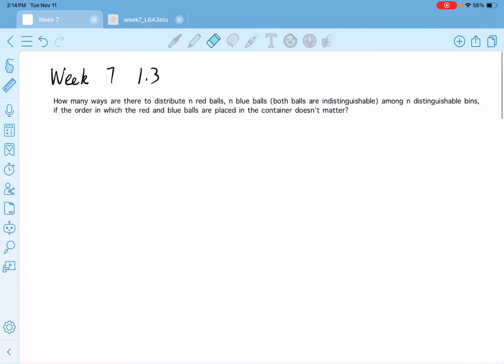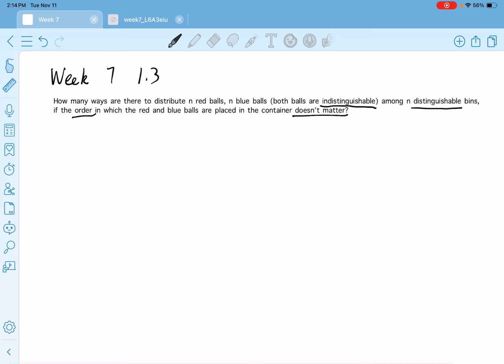So in this problem, there are some terms we need to explain. The first thing is distinguishable and indistinguishable. And the second thing is that the order doesn't matter. So what does distinguishable and indistinguishable mean?